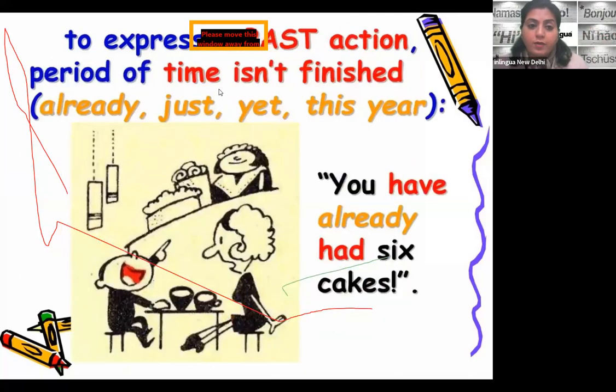Let's go to the next one. To express a past action or a period of time when the action isn't finished, you use all these words. Another example with the next word, already. You have already had 6 cakes. In another way, you can say, you have already eaten 6 cakes. That means the 6th cake you have eaten. Already is finished actions. All the actions which are finished.